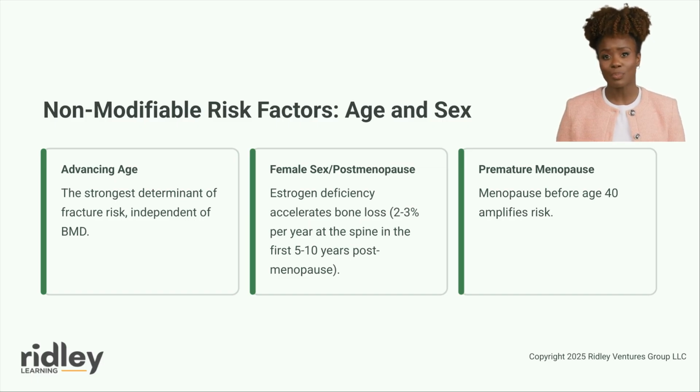This accelerated phase of bone loss may result in decrements of 2 to 3% per year at the spine and 1 to 2% per year at the hip during the first 5 to 10 years following menopause. This contributes to the higher lifetime fracture risk observed in women compared to men. Premature menopause, occurring before age 40 years, and surgical menopause without hormone replacement further amplify this risk by extending the duration of estrogen deficiency. While osteoporosis has historically been considered primarily a disease of postmenopausal women, growing recognition of substantial fracture burden in men has prompted increased attention to screening and treatment in male populations.